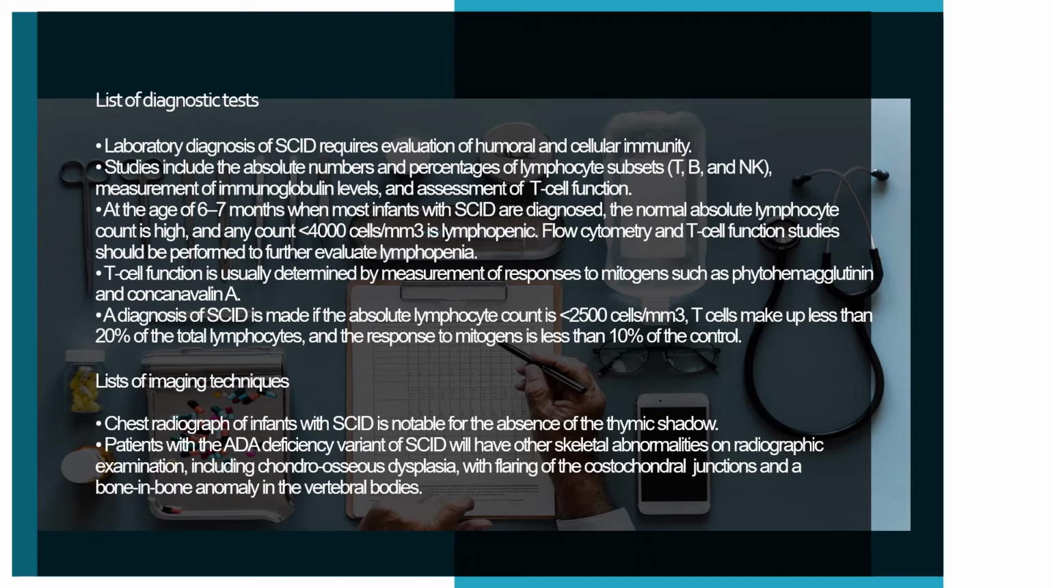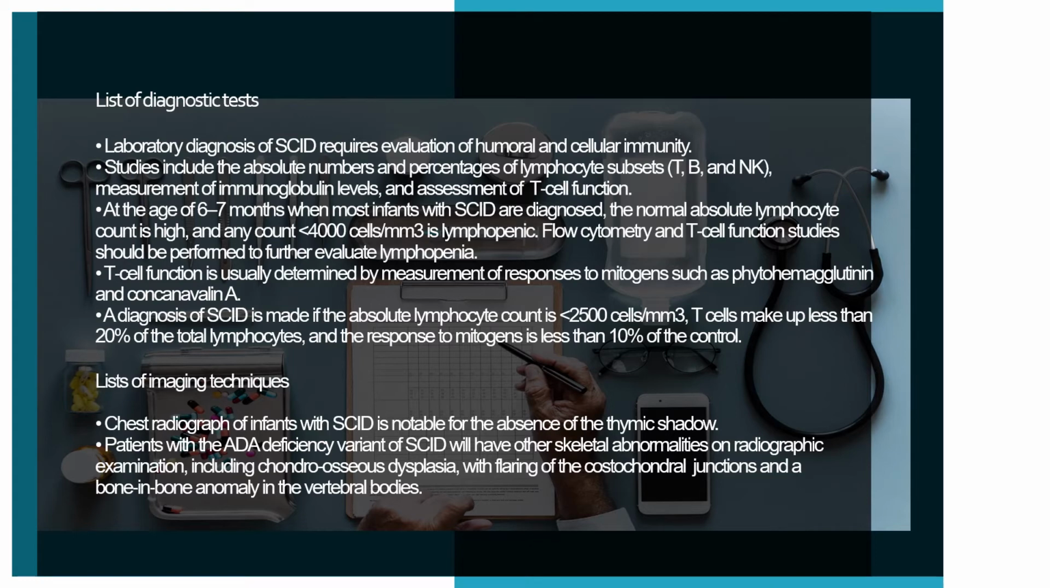Flow cytometry and T cell function studies should be performed to further evaluate lymphopenia. T cell function is usually determined by measurement of responses to mitogens such as phytohemagglutinin and concanavalin A. A diagnosis of SCID is made if the absolute lymphocyte count is less than 2,500 cells per cubic millimeter, T cells make up less than 20% of the total lymphocytes, and the response to mitogens is less than 10% of the control.